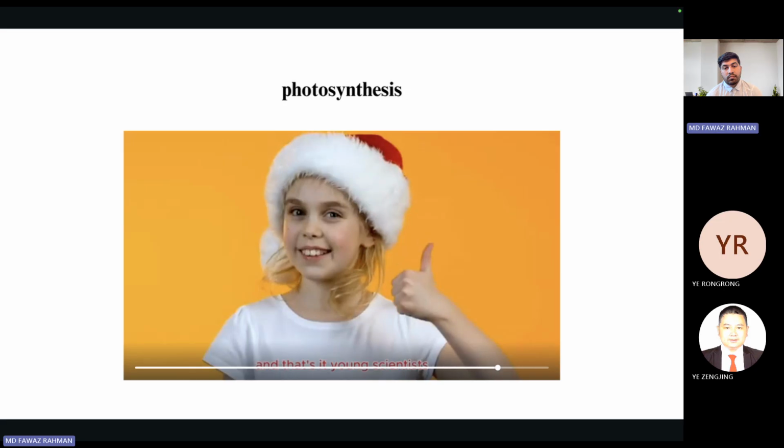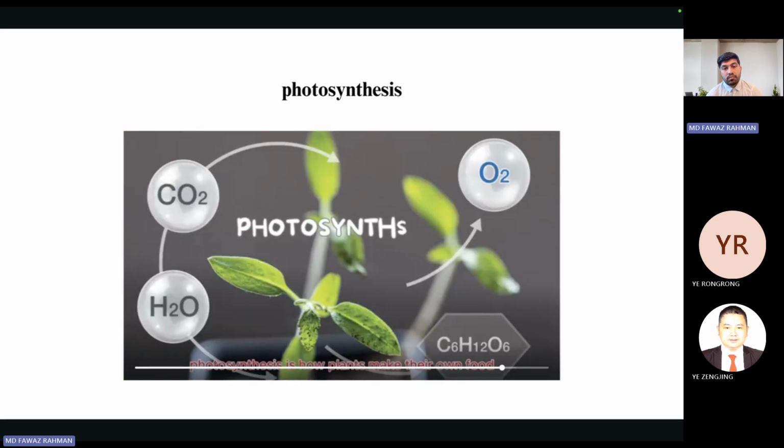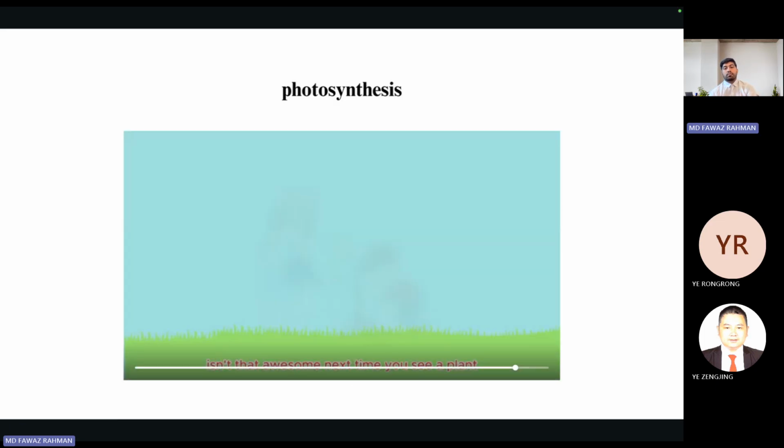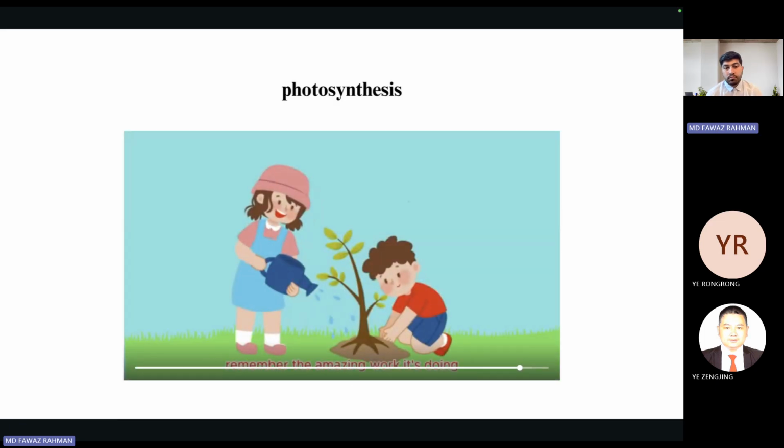And that's it, young scientists. Photosynthesis is how plants make their own food and give us the oxygen we need to live. Isn't that awesome? Next time you see a plant, remember the amazing work it's doing.